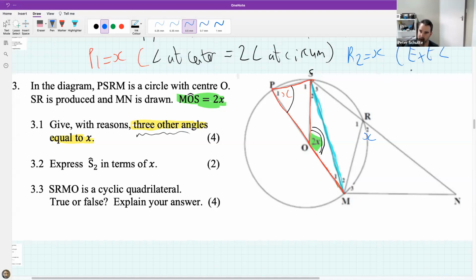Exterior angle, cyclic quad. Yes. Perfect. Now, if we know, we need one more value of X. For Tejo, the reason R1 isn't X is that R1 would actually be 180 minus X because it's opposite angles in a cyclic quad.